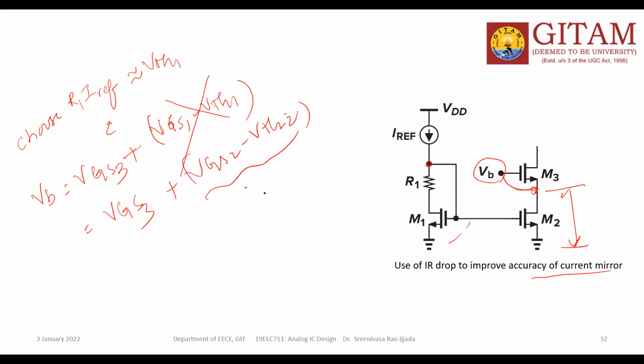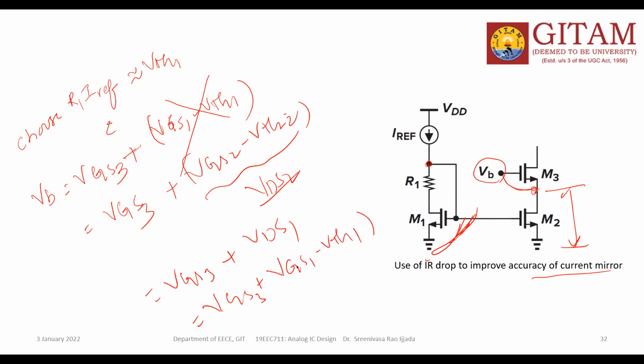This is VDS2. But as I told you, VDS1 should be equal to VDS2. So I can write VGS3 plus VDS1 in place of VDS2. What is VDS1? Again, this overdrive voltage. What is this overdrive voltage? VGS3 plus, this is nothing but VGS1 minus VTH1. That's it.